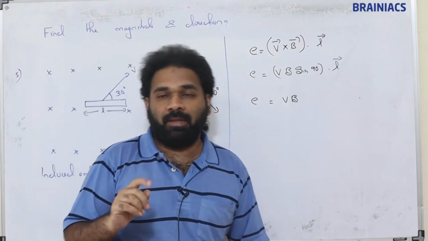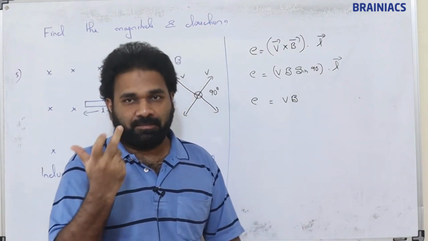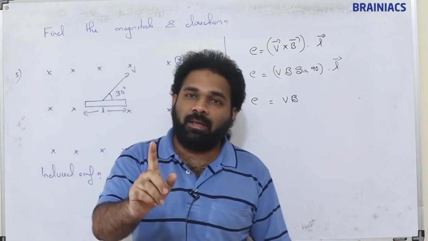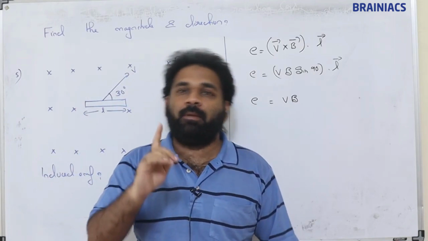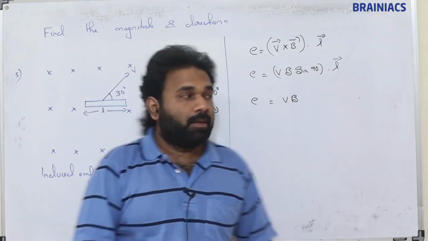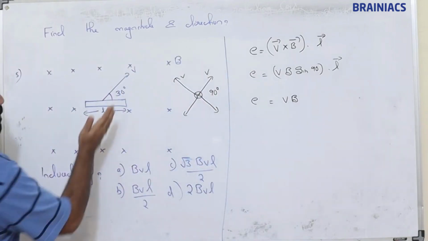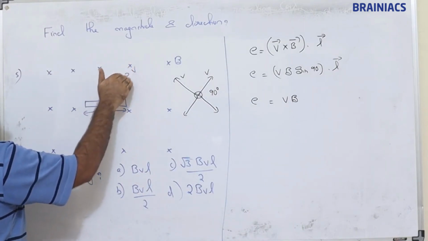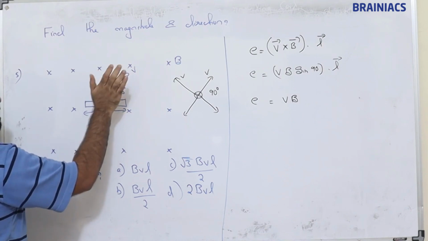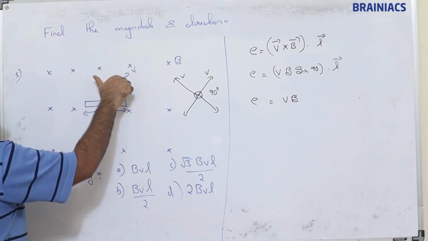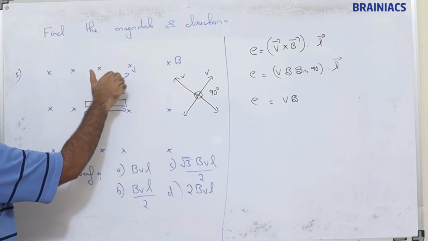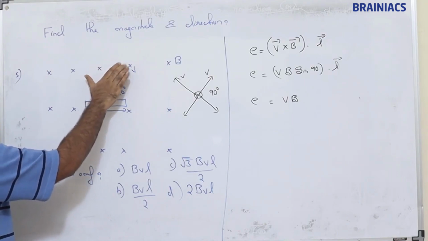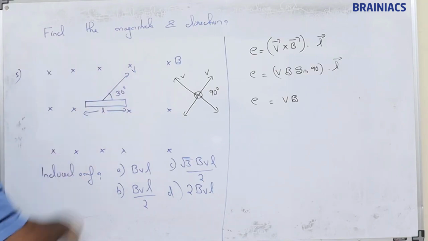Direction of V cross B will be the direction of the resultant. The direction of the result of V cross B will definitely be perpendicular to V, and perpendicular to B also. Suppose V cross B, this is the direction of B. If we curl the fingers like this in the direction of the magnetic field, where the thumb is going, this is the direction of what? Velocity.